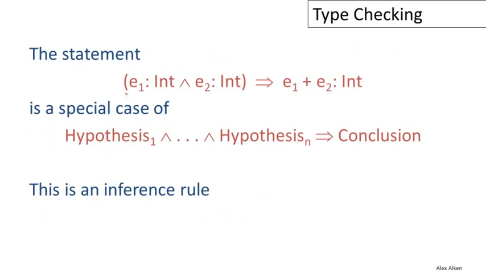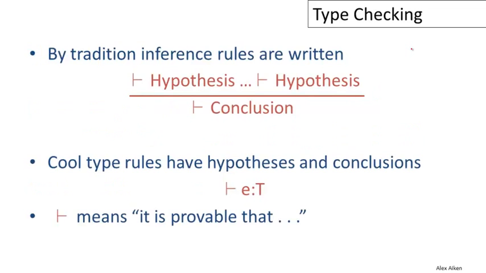Now notice that the statement that we just wrote out is a special case of an inference rule. It's a bunch of hypotheses conjoined together that implies some conclusion. The traditional notation for inference rules is given here. The hypotheses are written above a horizontal line and the conclusion is written below. And it means exactly the same thing as what we had on the previous slide. Namely that if all the things above the horizontal line are true, these are all the hypotheses, then the thing below the horizontal line can be concluded to be true.